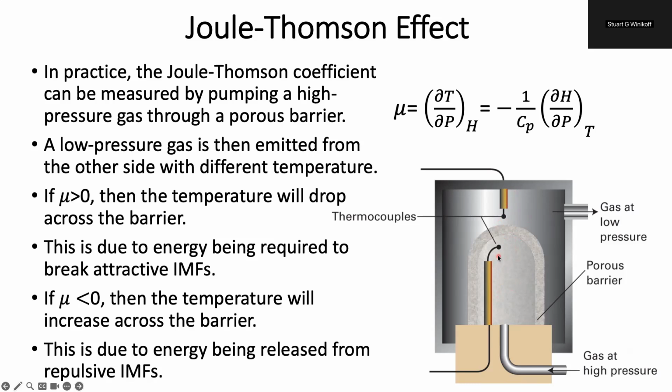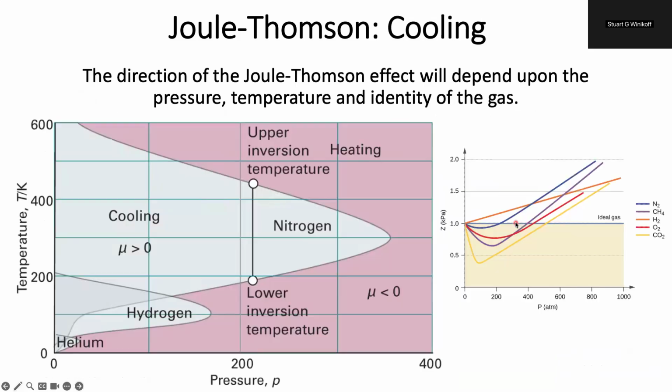If you have attractive intermolecular forces, this means you'll see a temperature drop. If you have repulsive intermolecular forces, you'll see a temperature increase. But just like we saw in chapter 1, it turns out that this will be very tied to the temperature and pressure of a system. So depending on the gas that you're interacting with and its compressibility coefficient, you will see different behavior.